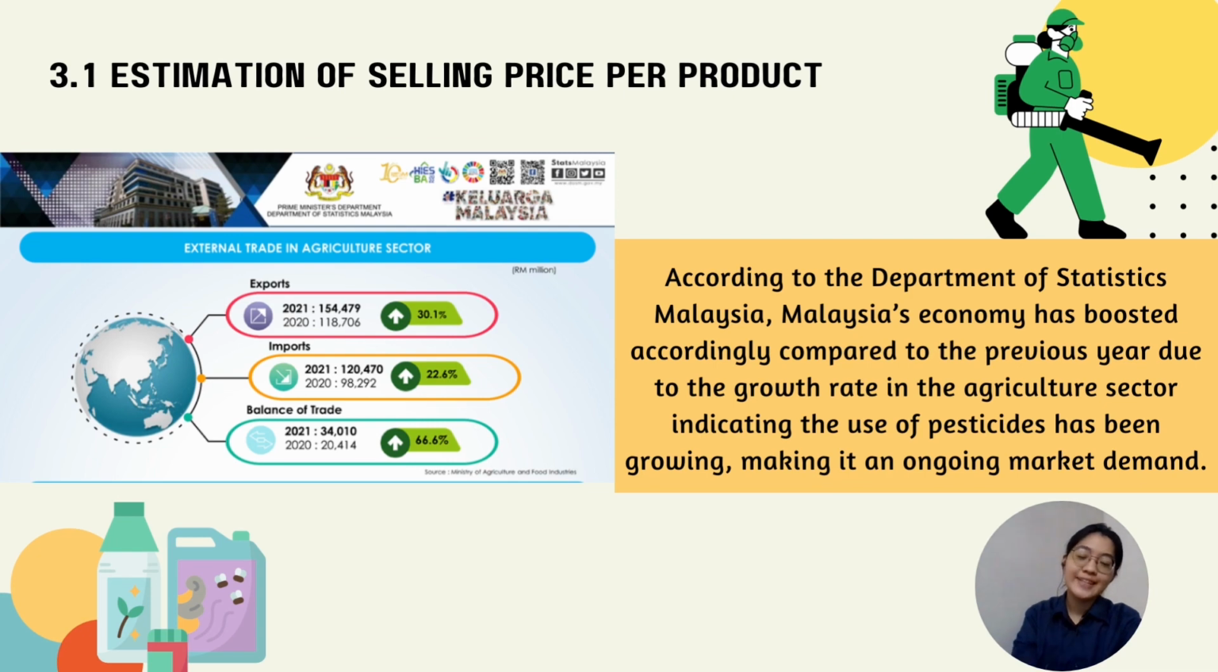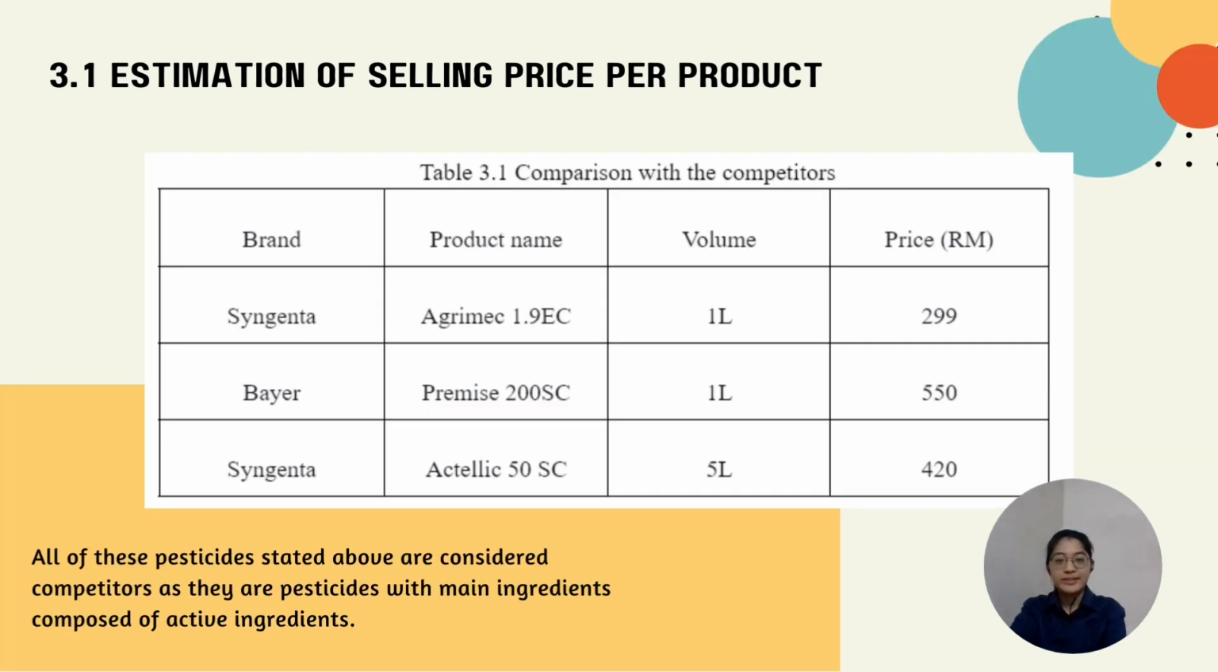For the economic analysis, based on this statistic by the Department of Statistics of Malaysia, it is shown that the trading of agriculture sectors has increased in recent years, indicating the continuous supply of crops to the market. Therefore, to improve and maintain the quality of the crops exported, the use of pesticide has also been growing, making an ongoing demand. After that, we made a comparison with the competitors in the market.